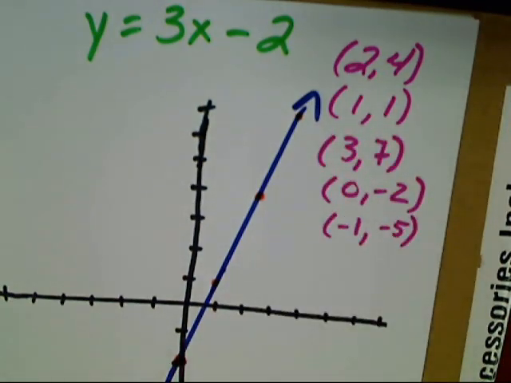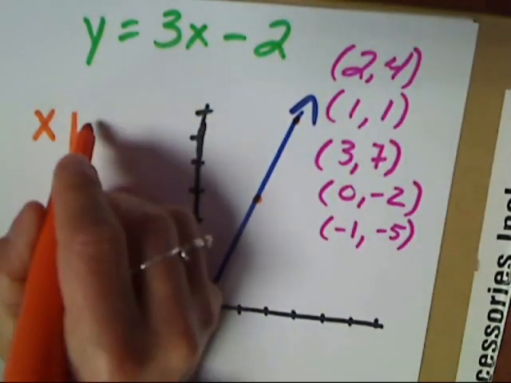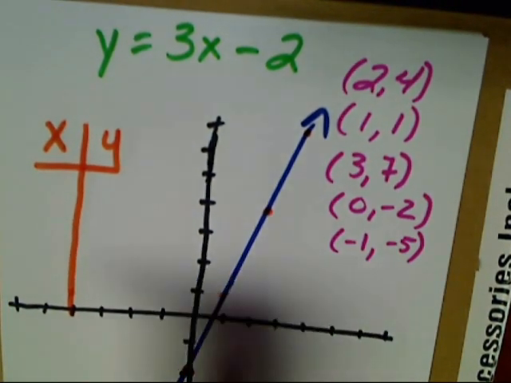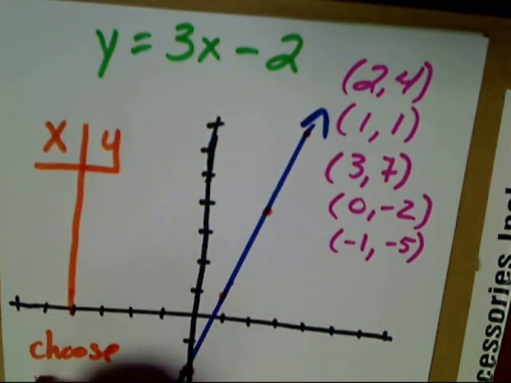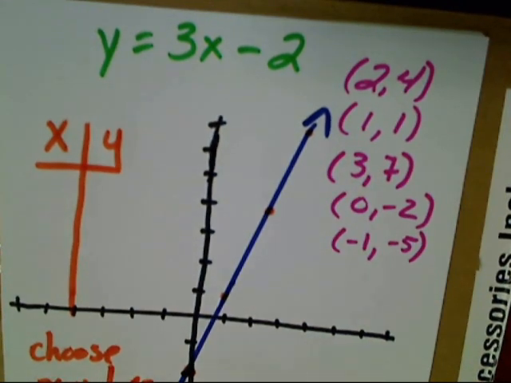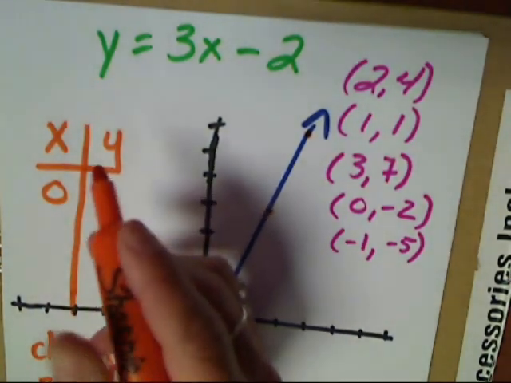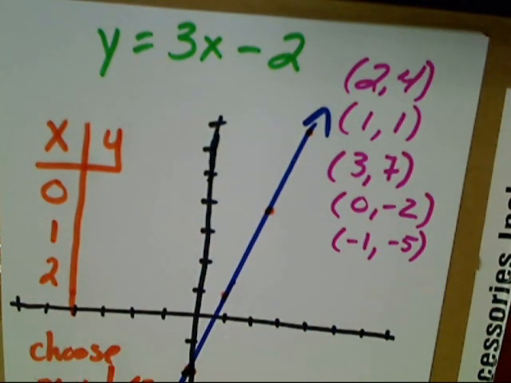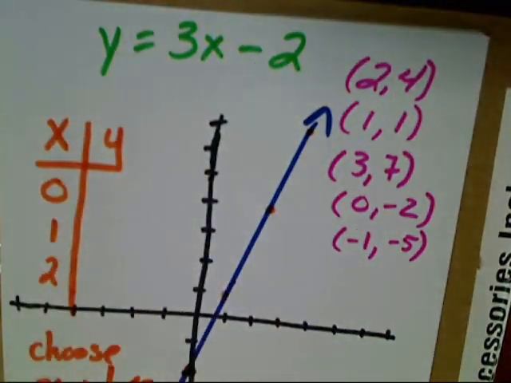Now a more organized way of coming up with those points is to make a chart. Call this a table of values, and you just make a chart with x's and y's, and you choose x values. It can be anything you want. I like 0 because things cancel out when we multiply by 0. If you're afraid of the negative numbers, stay away from them. Just do 0, 1, and 2. Those are your x values, and then you plug those x values in and solve for your y.